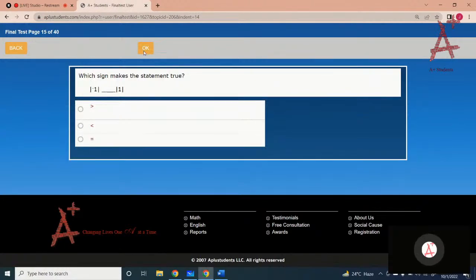Okay, which sign makes the statement true? The absolute value of negative 1 and 1. So the absolute value of negative 1 is 1 and the absolute value of 1 is again 1. So both of them are equal. Got it?